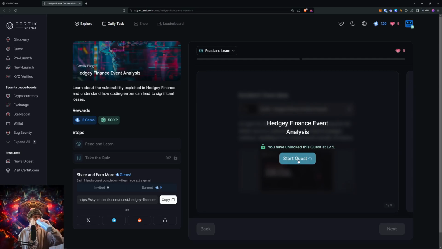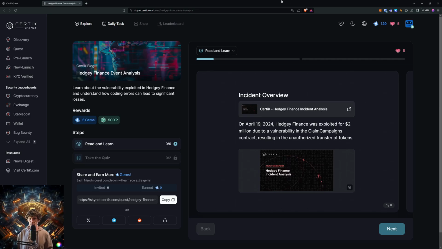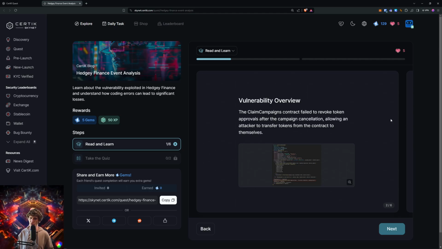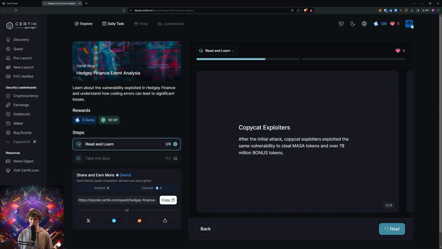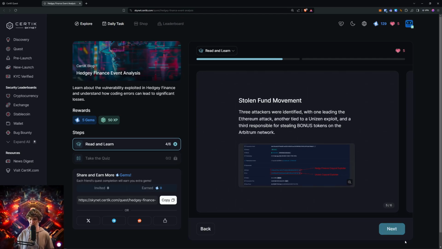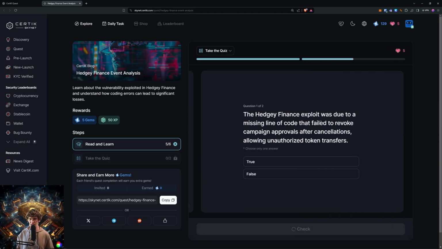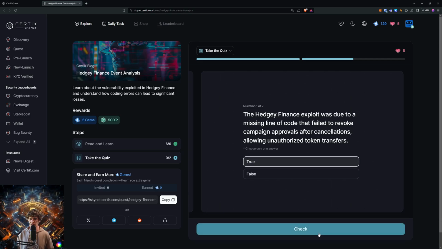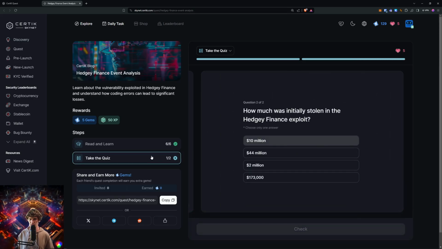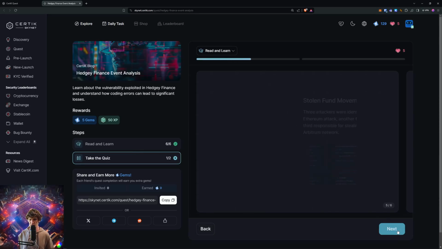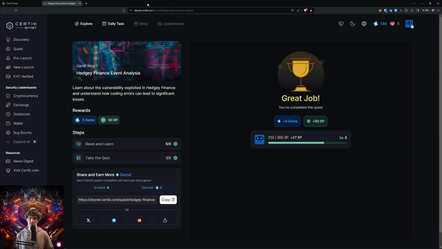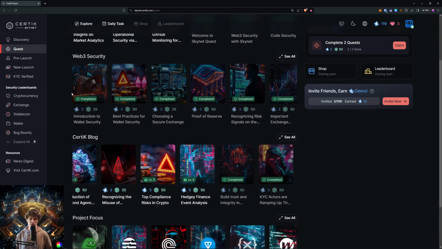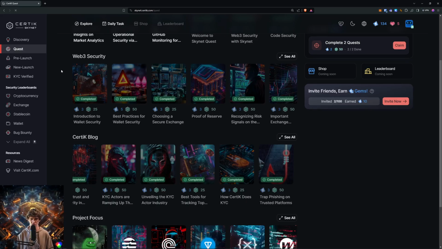Hedgy finance event analysis. Overview of a Hedgy finance contract vulnerability. The contract failed to revoke token approvals after the campaign cancellation, and the attacker transferred the tokens. So there's the attack flow, copycat exploiters, stolen fund movement, lessons learned, and the exploit was due to a missing line of code that failed to revoke. Yes. How much was it stolen for? 2 million. $2 million. And there we go. On to the next one. Let's refresh this and see where we're at. See where we're chilling at.